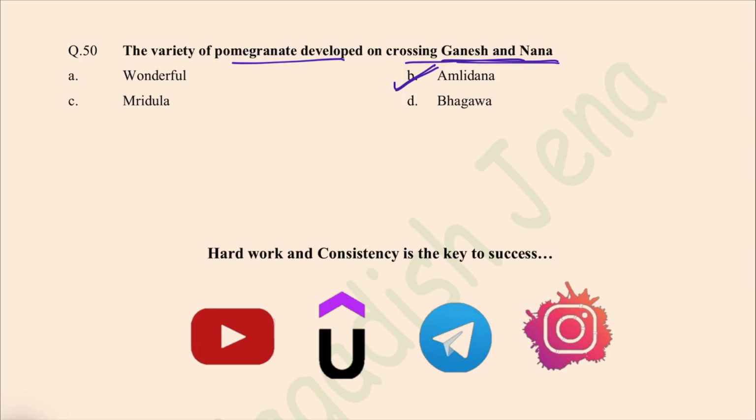Okay, so Ganesh is a popular variety of pomegranate. The cross between Ganesh and Nana resulted in the development of hybrid Amlidana. So basically, question from here: the highly popular dark red aril pomegranate variety, which is a selection from Alandi, that is Bhagwa. Which variety of pomegranate is known for its soft seed? That is Mridula. Okay, it is known for its soft seed. Bhagwa is known for its dark red aril.